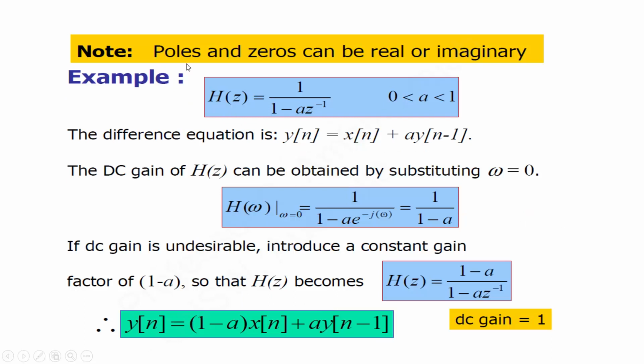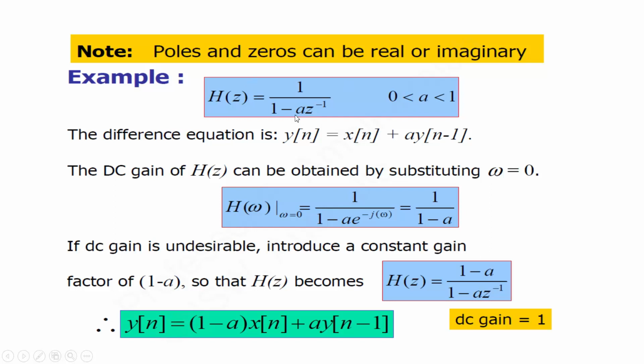Now this is also very important because poles and zeros both can be real or imaginary. Now let's take one example where the z transform of the impulse response, the transfer function of the system in the z domain, is H(z) = 1 minus a z to the power minus 1, where a varies from 0 to 1 only, open interval.